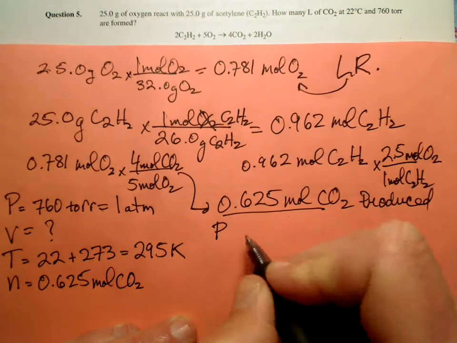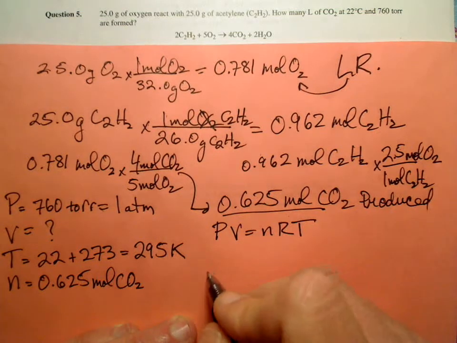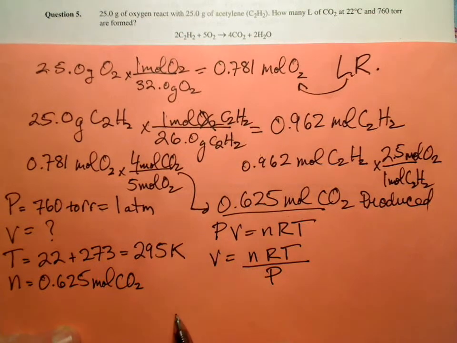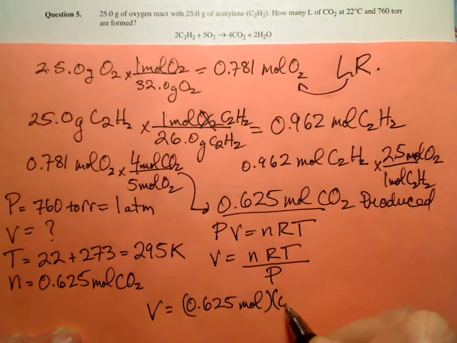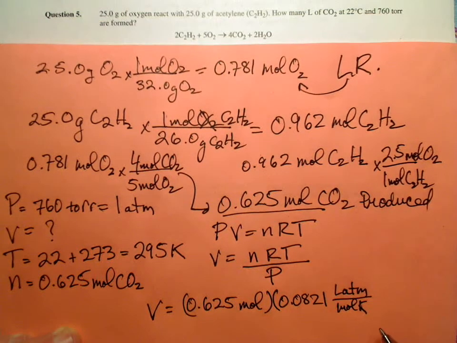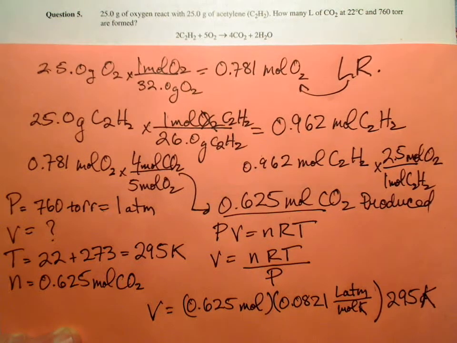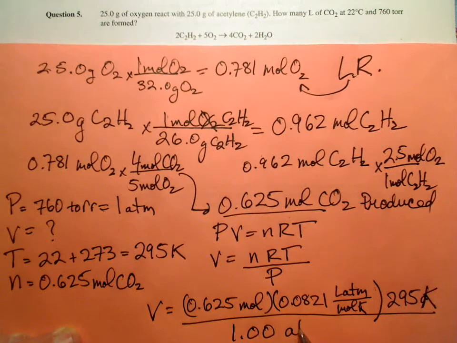So now it's just plug and chug. If I use the equation PV equals nRT, well, if I solve for V, V is equal to nRT over P. Now it's just a matter of plugging and chugging. V is equal to n, 0.625 moles, times R, 0.0821 liter atmospheres per mole K, times T, which is 295 kelvins, divided by P, which is 1.00 atmospheres.